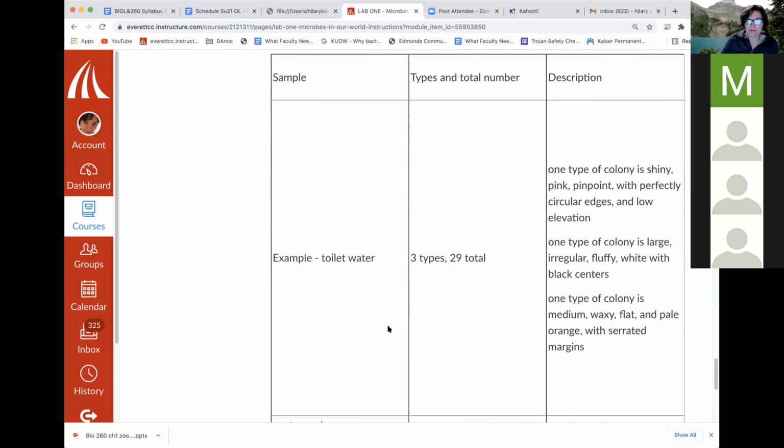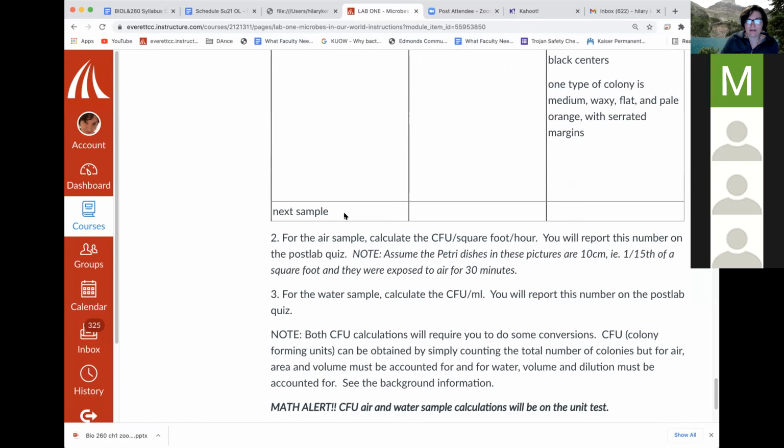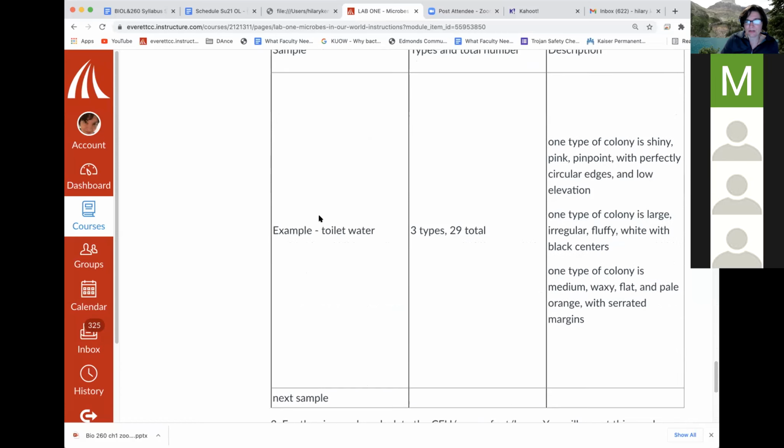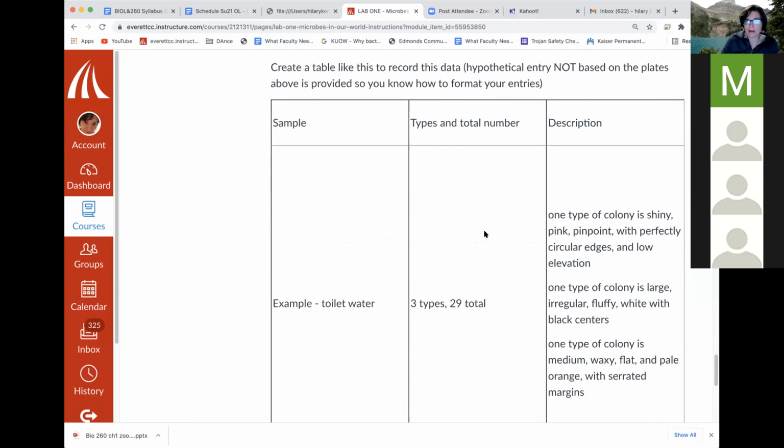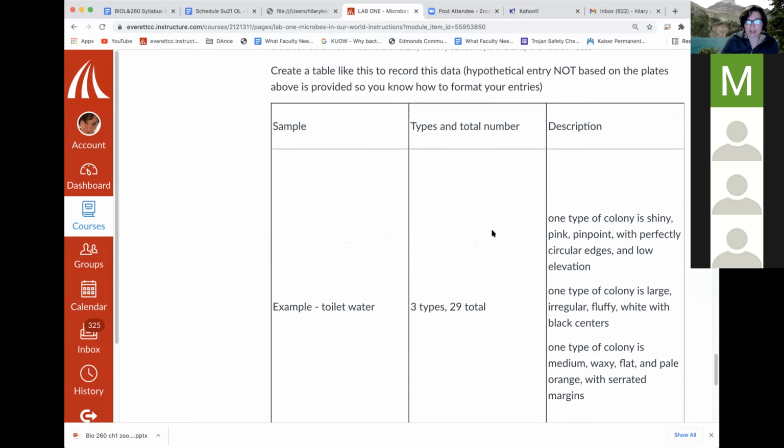This table requires you to describe the colonies. Here you're going to have your sample and your next sample. This is not going to be toilet water. It's going to be seawater and indoor air. This is just an example so you know what I'm talking about. Types and total number. Let's start with total number. That's the simplest. Total number is just count all the circles, whatever there is.